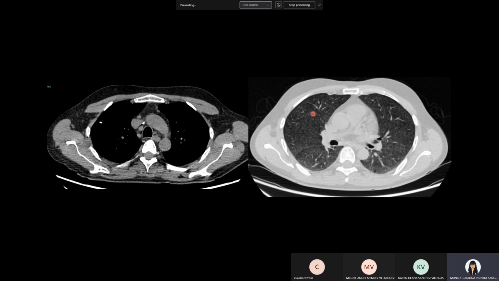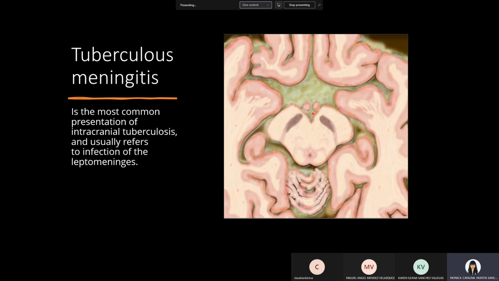In a patient with HIV and this type of pattern, some of the differential diagnosis we should be thinking of is tuberculosis or a fungal infection. So this patient had tuberculous meningitis. This is the most common presentation of intracranial tuberculosis, and it usually refers to the infection of the leptomeninges. The transmission usually occurs through respiratory droplets. Thus, active infection usually begins in the lungs as a Ghon focus.